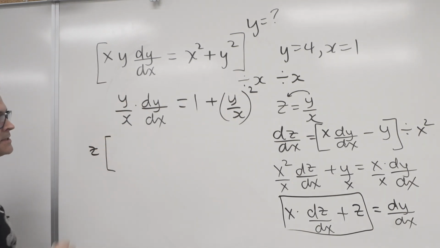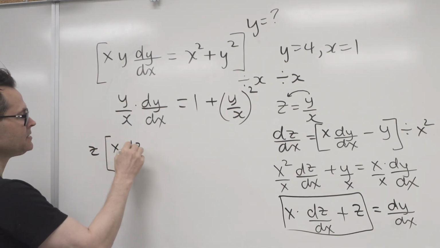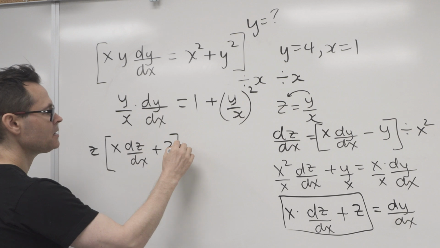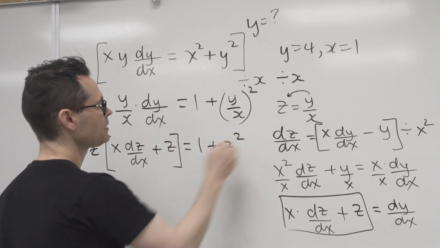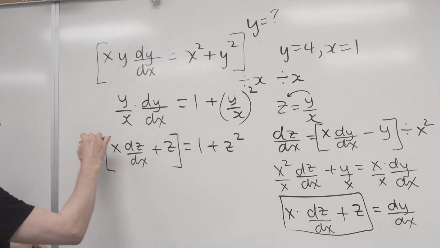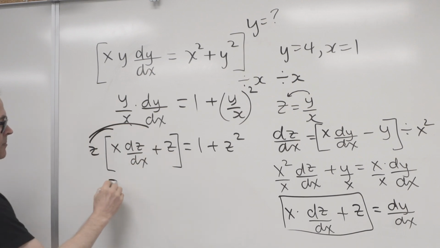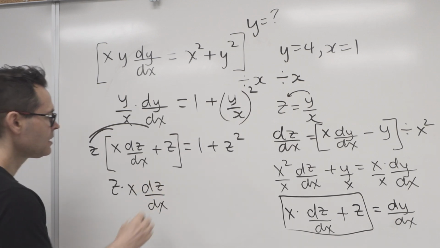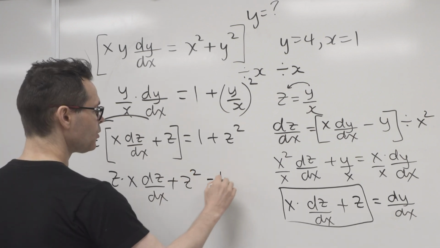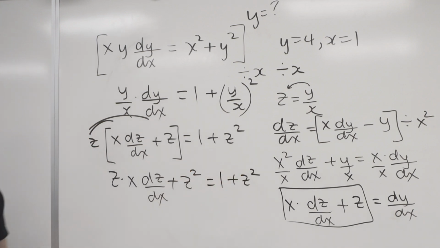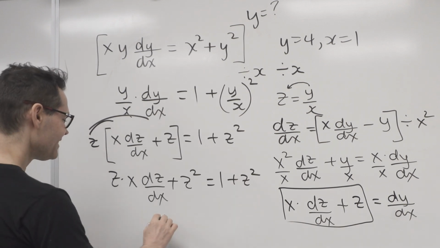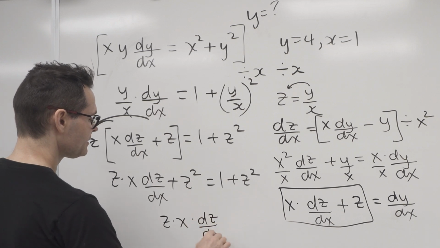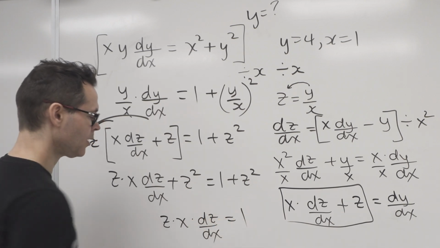And I'm going to put that in a set of brackets. So x dz/dx plus z, close your bracket, equals 1 plus z squared. Well, what I could do is bring the z through. That's going to give me z times x times dz/dx plus z squared equals 1 plus z squared. And that means the z squareds can cancel, leaving z times x times dz/dx equals 1. So watch what I do.